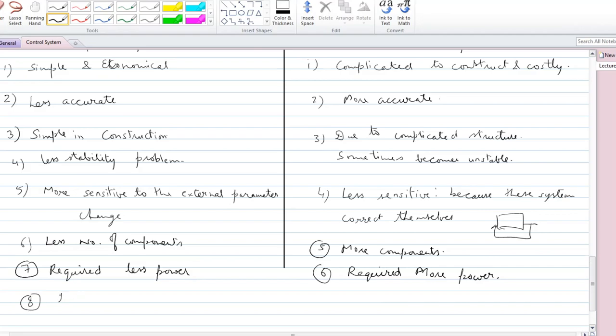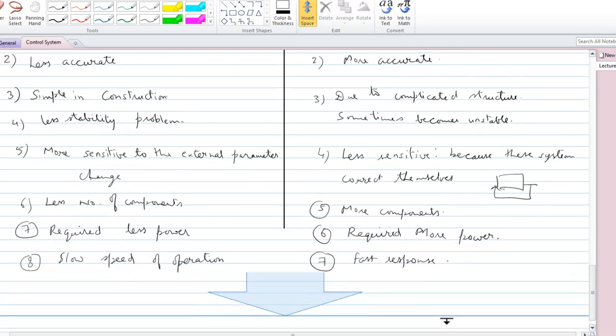Okay. Their speed is actually slow. Slow speed of operation, because to achieve a desired result we have to proceed slowly towards the desired output. So we have to maintain a slow speed, otherwise your system may enter into the unstable region. Whereas in this case it achieves the desired response very fast.